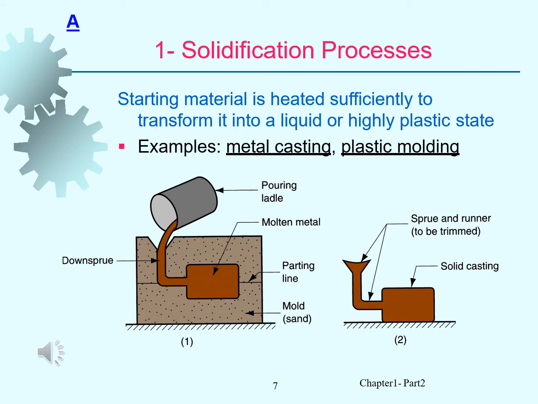In the previous unit, there was a video on casting. That's an example of a solidification process. You can also do that with plastic, where they melt these plastic beads, and then they shape them into whatever they need to shape them into. But basically, you go from a liquid into a solid, or very plastic state. Think of rubber gloves.